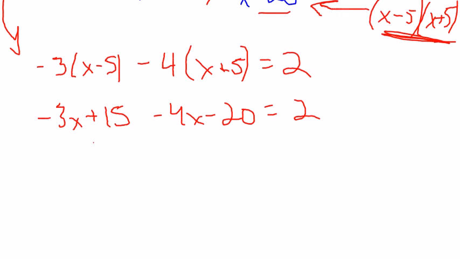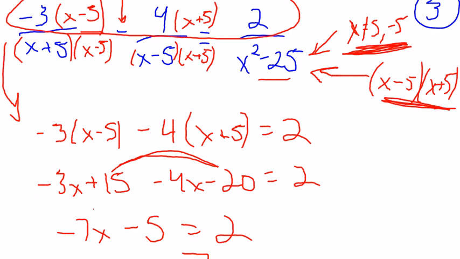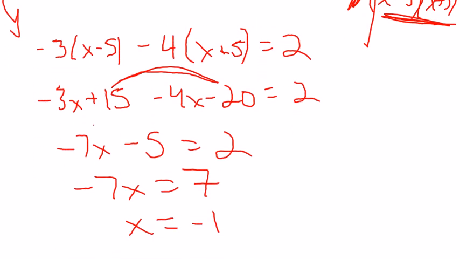Scroll down. And then I'm going to collect terms. So I've got minus 7x on the left side. And then I've got minus 5. That's these two terms together. And then that's equal to 2. Add 5 to both sides. Minus 7x is equal to 7. That means x, when I divide by negative 7, is equal to negative 1. Remember, I want to check to make sure that wasn't one of these two numbers right here. It's not, so I'm good to go. So I know that the answer is simply x equal to negative 1.